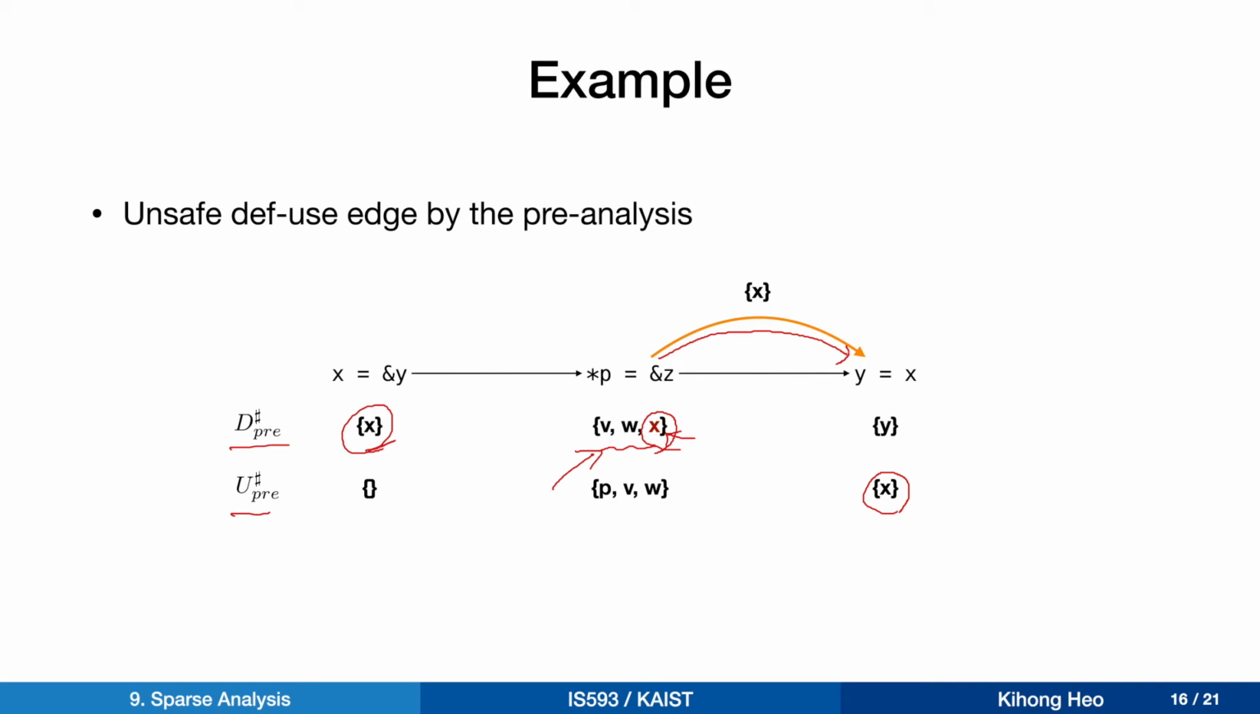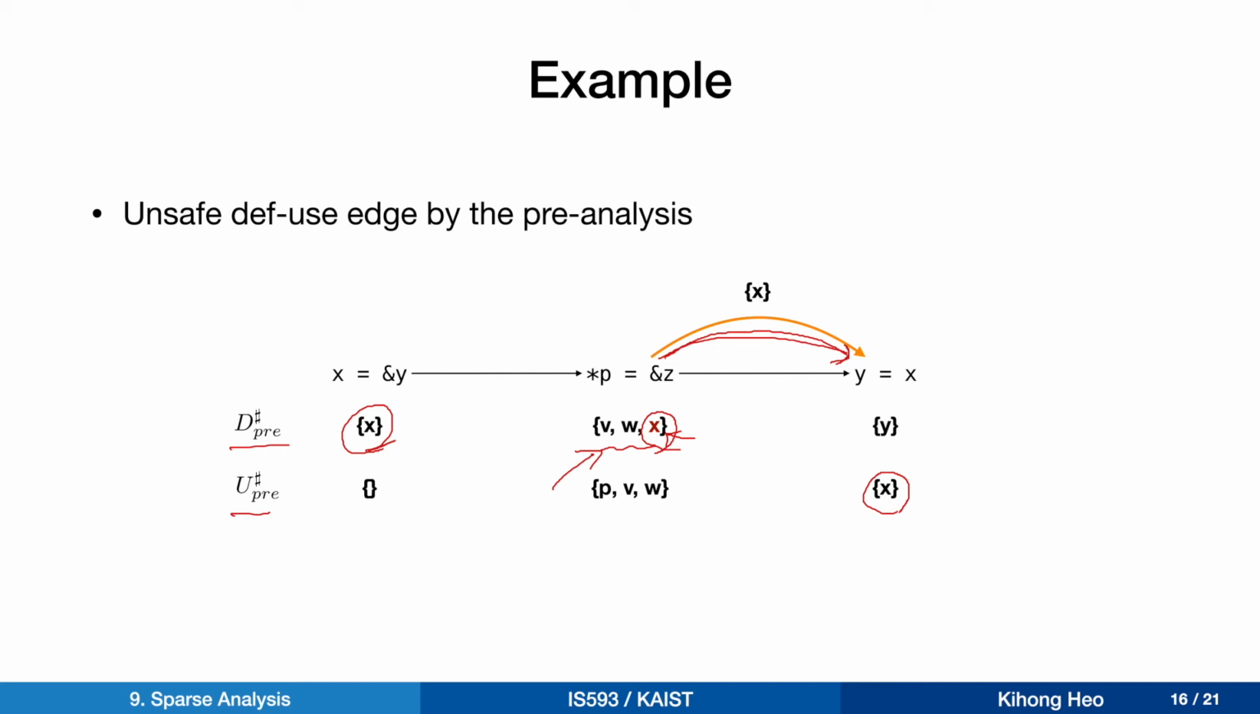Then what happens? Let us check whether this sparse analysis result, with this def-use chain, has the same result as the original one with respect to variable x. If we just follow this one def-use chain for x, then the sparse version does not have the correct analysis result for this program, right?